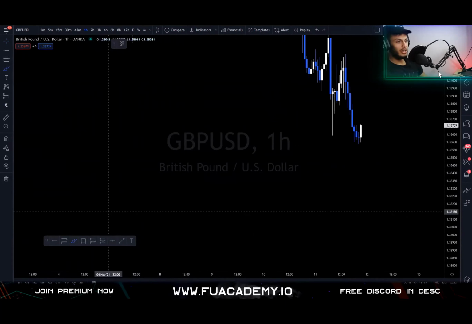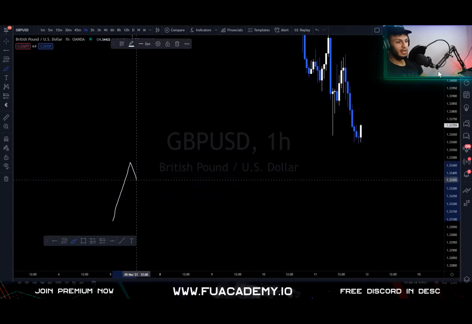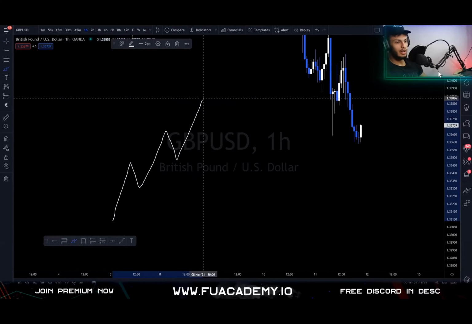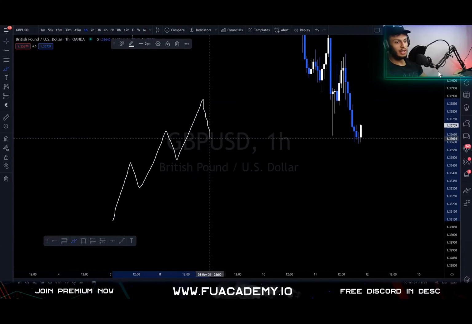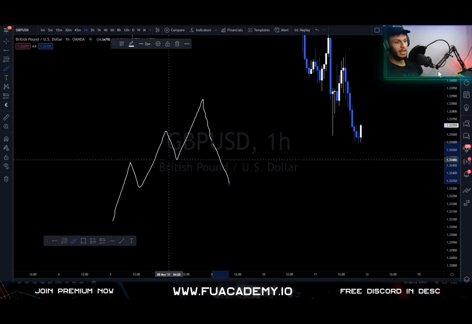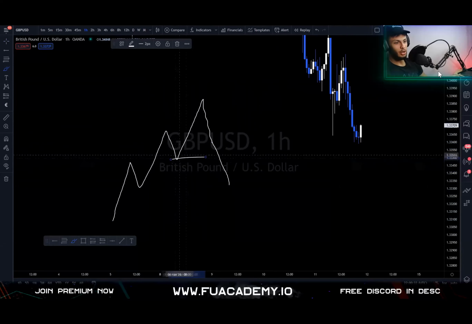So a chuck is simply, let's say we have a higher high being created. Okay, higher low, higher high, higher low, higher high. And then price comes down and it's about to form a higher low to form another high, but instead it breaks to the downside. Okay, it breaks below this low.